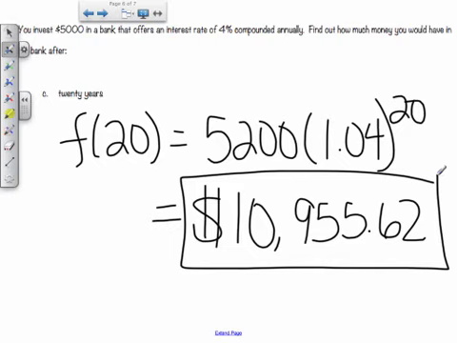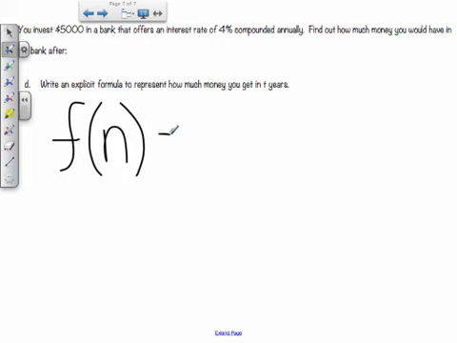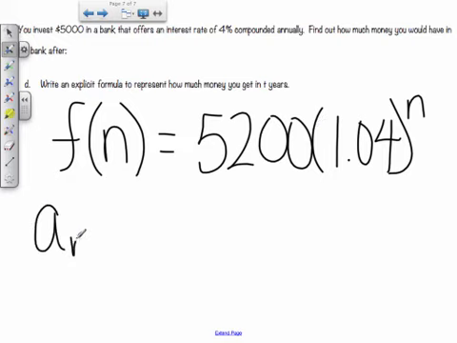Now, question D asks us to write an explicit formula to represent how much money you get in t years. That should be easy for you because the explicit formula is f of n. We know that it's always going to be 5,200 based on what we just discussed times 1.04 to the nth power. But another reason why this should make sense to you is because we discussed that a sub n, if it's geometric, is always going to be a sub 1 times r to the n minus 1 power.